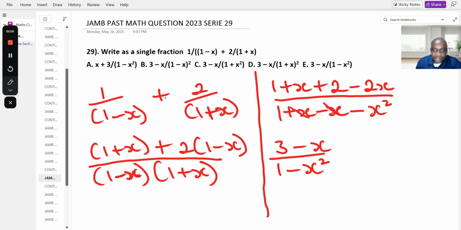We have the final answer like this: 3 minus x over 1 minus x squared. Okay. No, it's not this one because this one is a bracket. It's not B. C, is it 1 plus? No, it's not 1 plus. It is 1 minus. Let's look at D. 3 minus x over 1 plus 2x. No, it's not the one. Let's look at E. 3 minus x over 1 minus x squared. Exactly. Our final answer is E. Let's move to the next question.